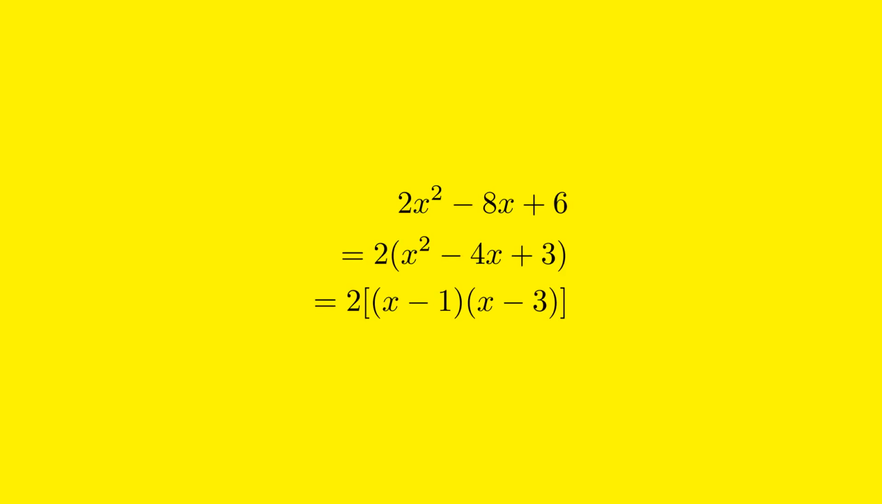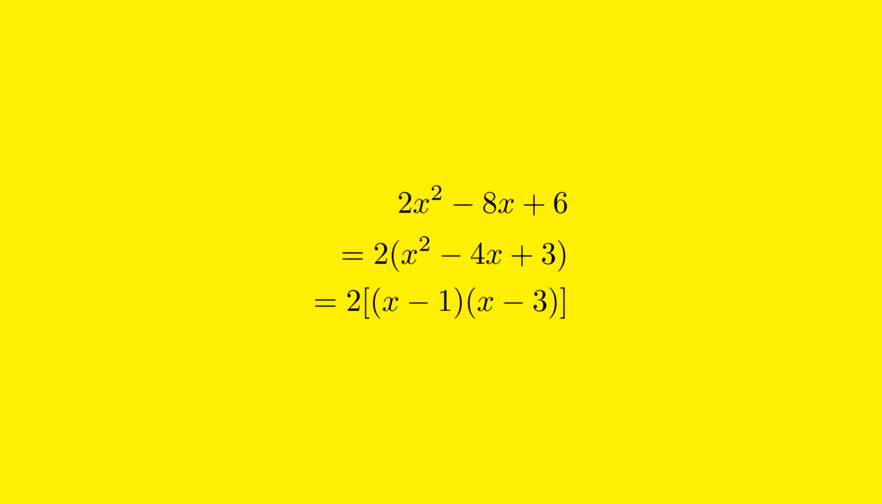Let's start with the quadratic equation, 2x squared minus 8x plus 6. We want to find the factors of this equation. The standard form of a quadratic equation is ax squared plus bx plus c. There are three parts: the coefficient of x squared, that is a, the coefficient of x, that is b, and the constant term, that is c. In our equation, a is 2, b is minus 8, and c is 6.